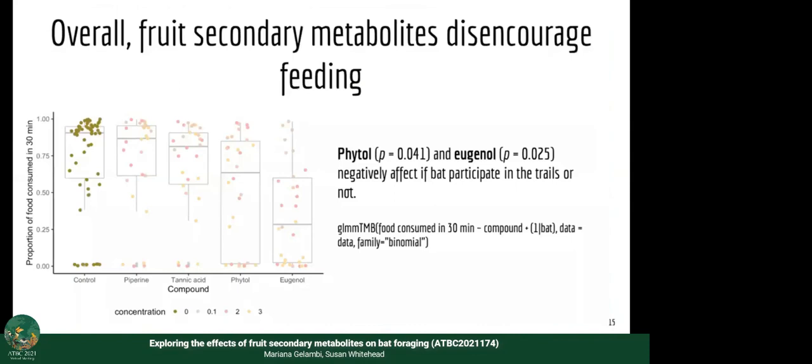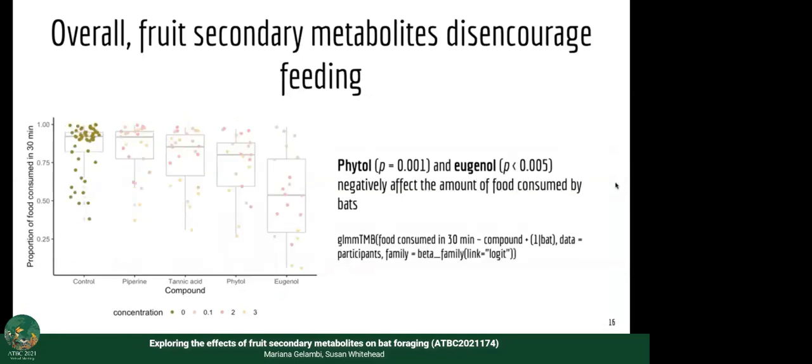I found that overall, the fruit secondary metabolites tested discourage feeding, especially phytol and eugenol. First, I used a binomial model to test the effect of these metabolites on the participation of bats in the trial, and both phytol and eugenol negatively affected whether bats participated in the trials or not. Then I just worked with the bats that participated in the trials, and I also found that phytol and eugenol negatively affect the amount of food consumed by the bats.